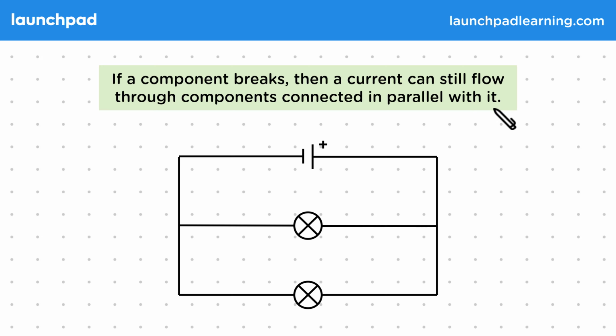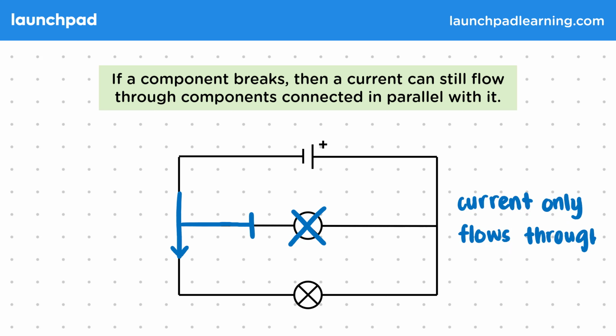So let's suppose we have this circuit with two parallel lamps, and then one of the lamps breaks. This means the current can no longer flow along this middle branch, as it can't pass through the lamp and complete a loop around the circuit. However, the bottom lamp is still working, so the current can still flow down this branch. So overall, the current only flows through the bottom lamp, as this is now the only path around the circuit.